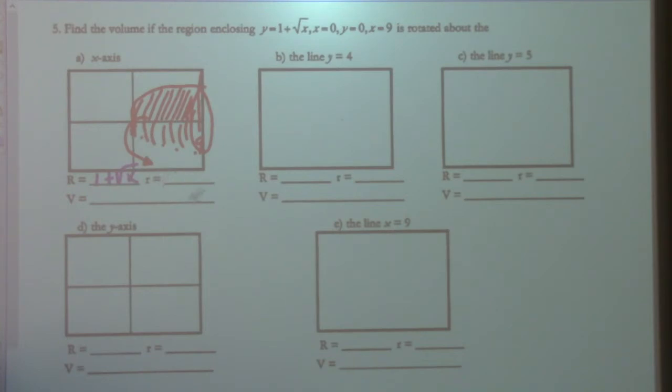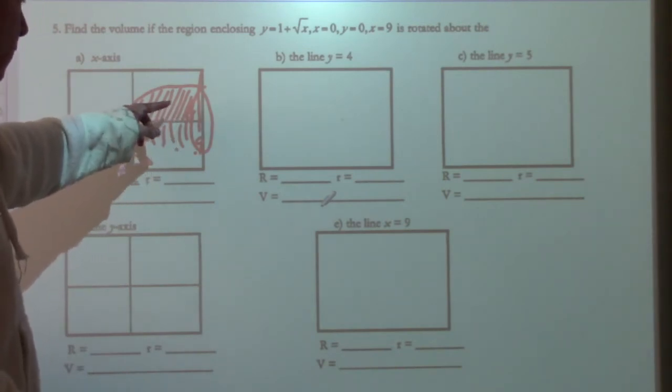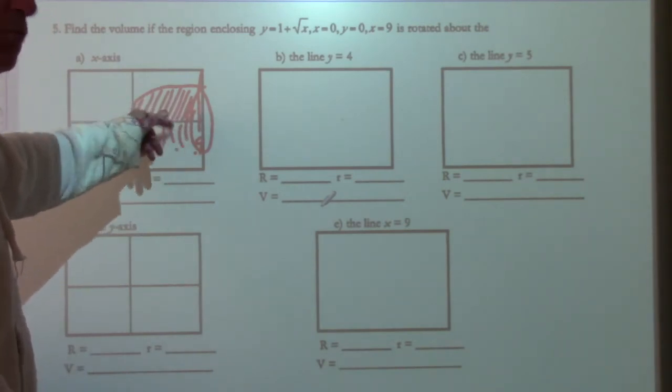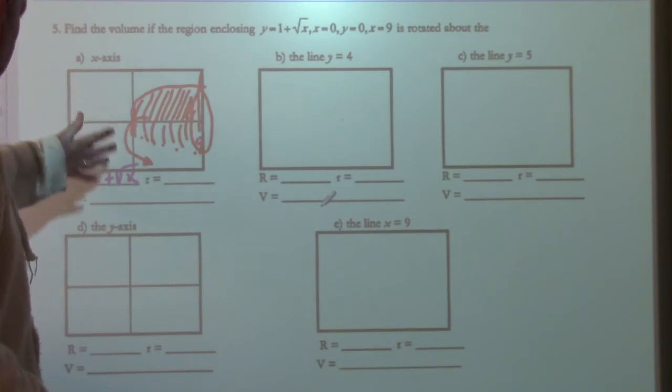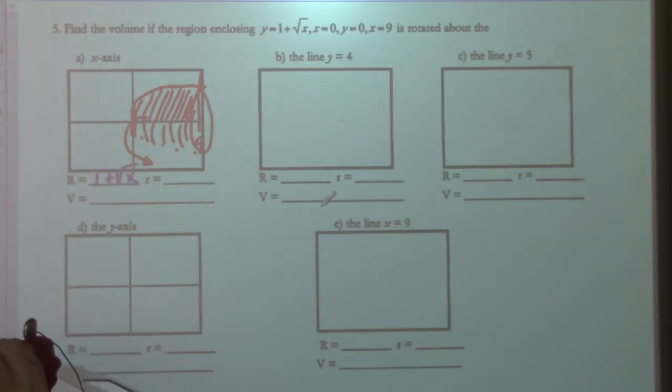And then it has another thing. It has a little r. Is there a little r here, like an inside r? No, there's not. So we just have a big R. So what's our volume of this thing going to be?